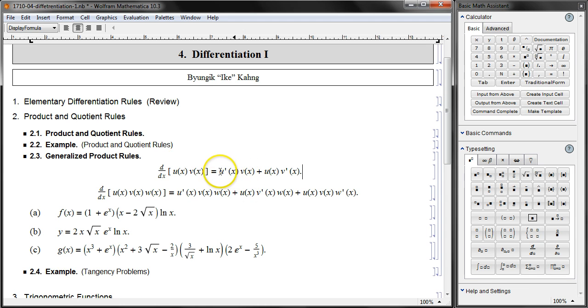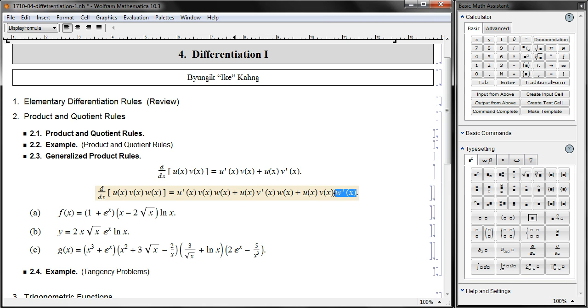If you have two functions, u prime v, u v prime, so it's u v, u v, but the first factor is a derivative, the second factor is a derivative. Now if you have three factors, u v w, then it's this: u prime v w, u v prime w, u v w prime. So it's the same u v w, u v w, u v w, but the first factor is a derivative, the second factor is a derivative, and the third factor is a derivative, and so on.